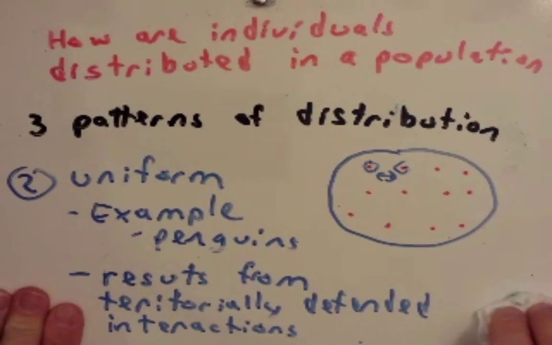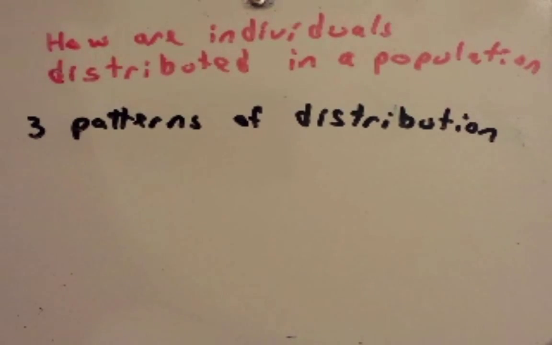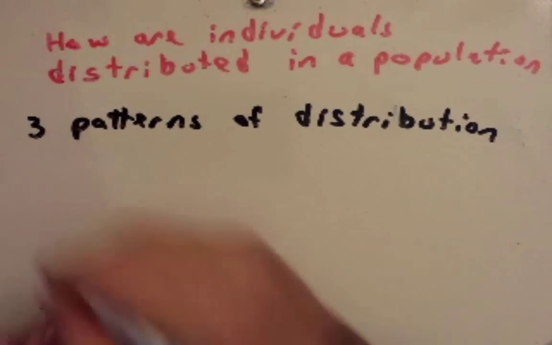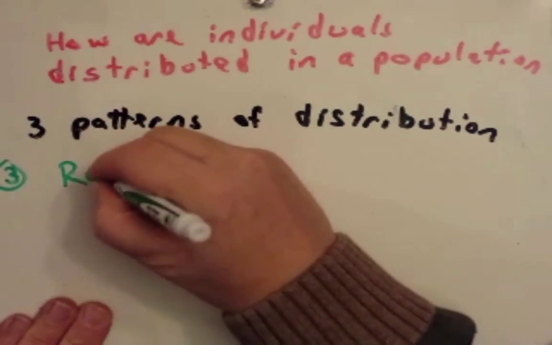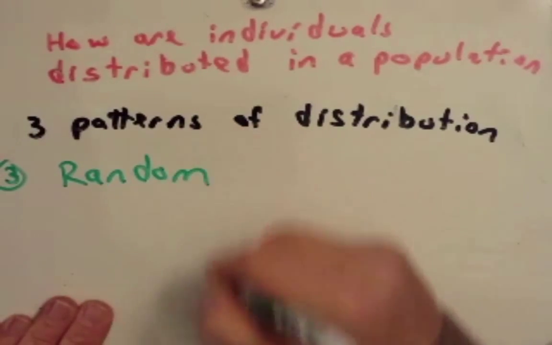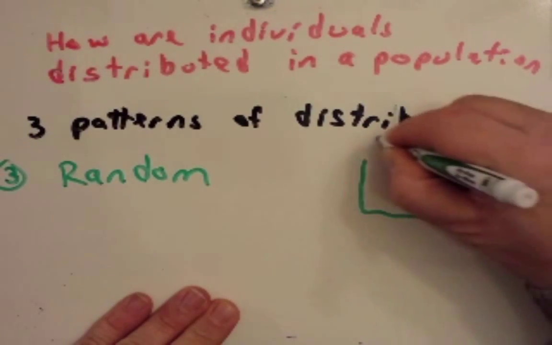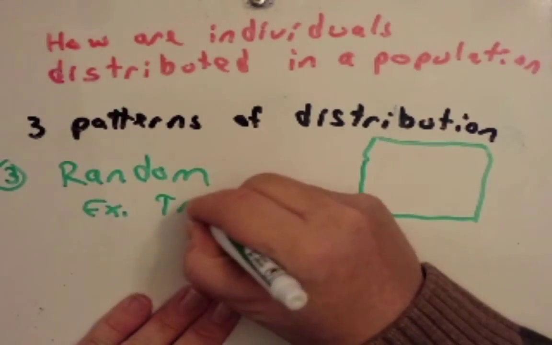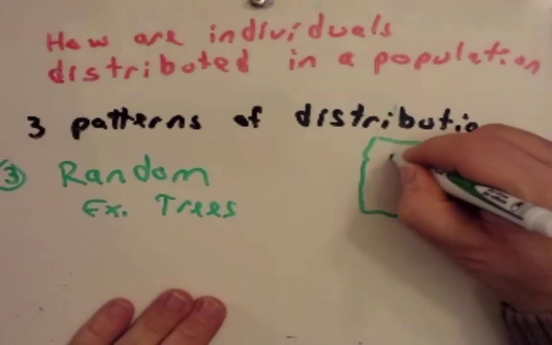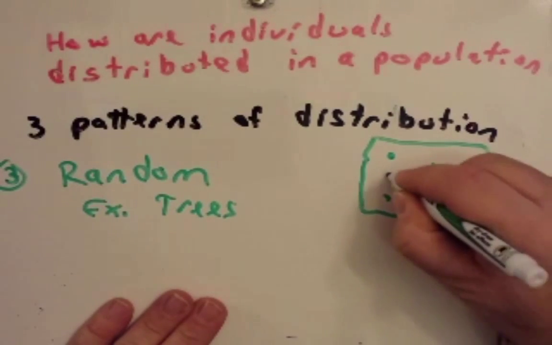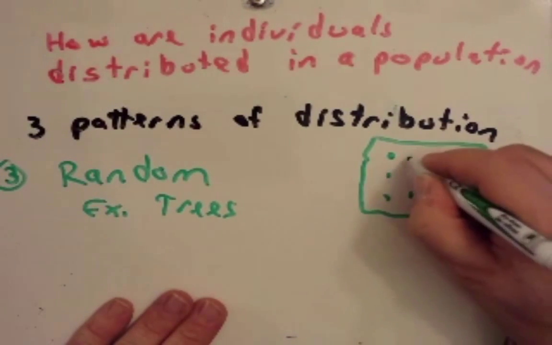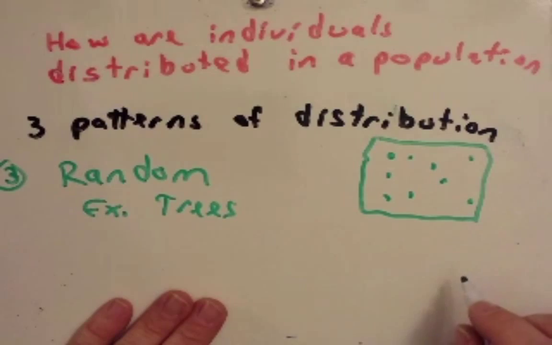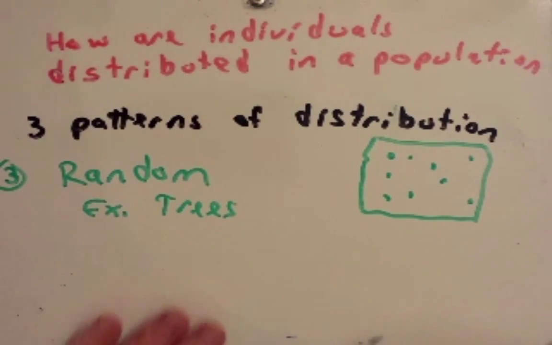Okay, let's go ahead and erase this. And let's talk about our third distribution pattern. And this is random. An example, and a good example of this, are trees in a rich forest, where you see certain trees kind of randomly distributed. You might see more in this area, fewer in this area, but they're usually fairly randomly distributed.